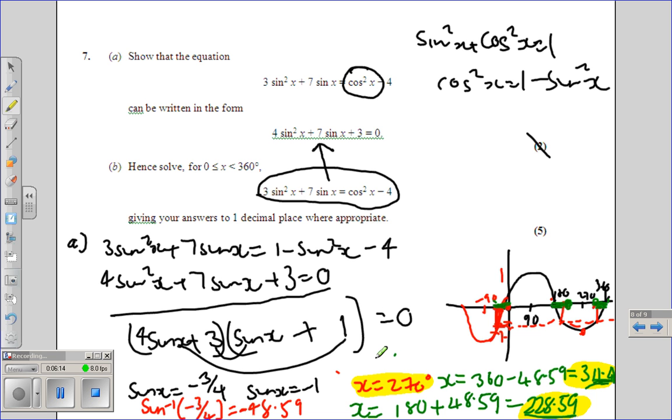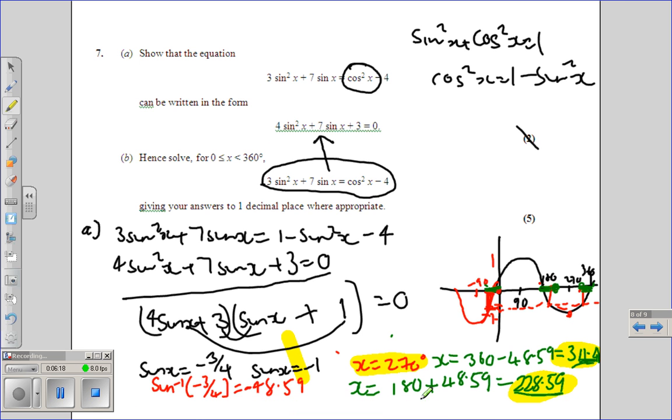Try and make them really clear to the examiner by writing them at the end, underlined, because there's a lot of numbers for them to look at. But these three are your ones that you want. It does say, give your answer to one decimal place where appropriate, so round those to one decimal place, 311.4 and 228.6. I can't be bothered to get my pen and fix it, but you need to do that. 5 marks, lovely.